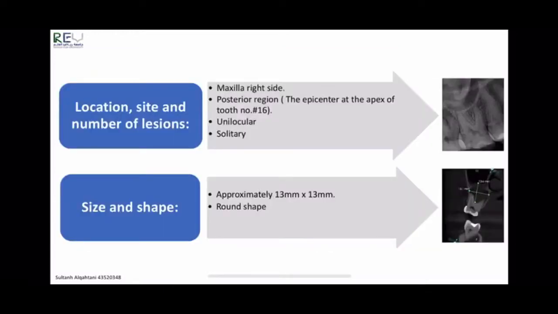Location, site, and number of the lesion: it is located in the maxillary right side, posterior region, with the epicenter at the apex of tooth number 16, and it is unilocular and solitary. The size and shape: it is approximately 30 mm by 13 mm, and it is round in shape.